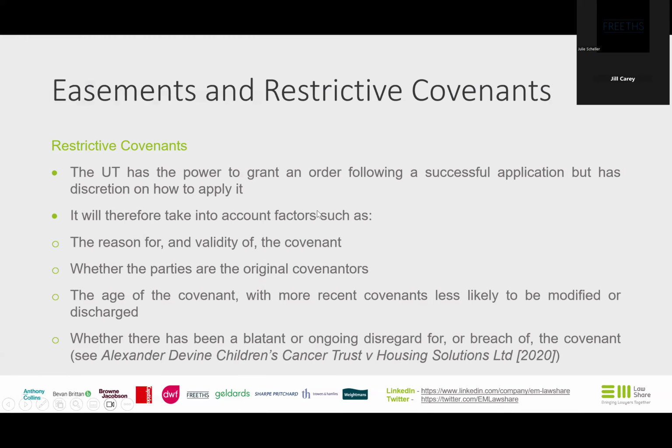The upper tribunal can basically make what order it wants following an application. It has a broad discretion, so it will take into account factors such as why the covenant was granted, is it valid. It's much less likely to budge a covenant if you're the original party than if you have bought the property subsequently. How old is the covenant? The older the covenant, perhaps the greater the chance of getting it modified or discharged, and whether there's been a blatant breach. There's going to be much less sympathy for somebody trying to modify it if, in the case on the board there, they've just gone on and built, knowing full well the covenant was there.